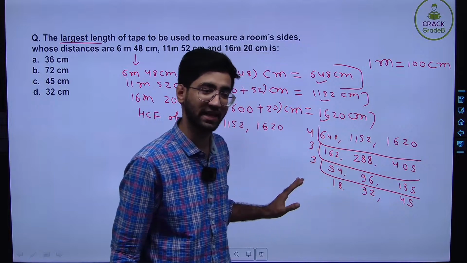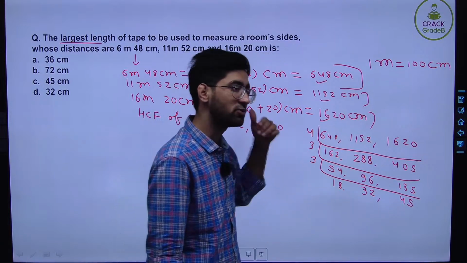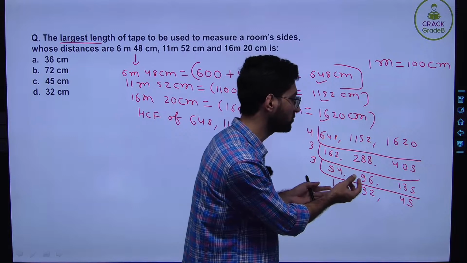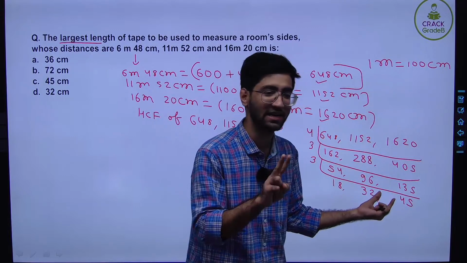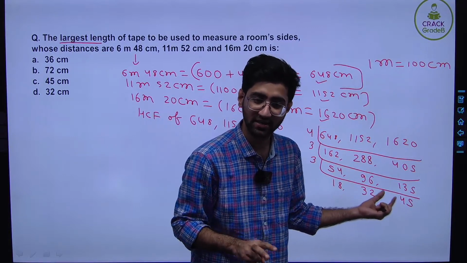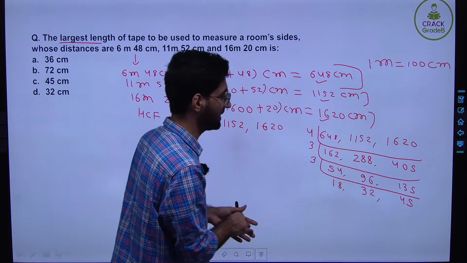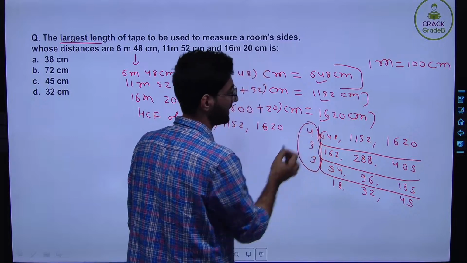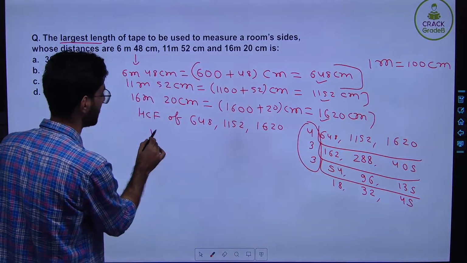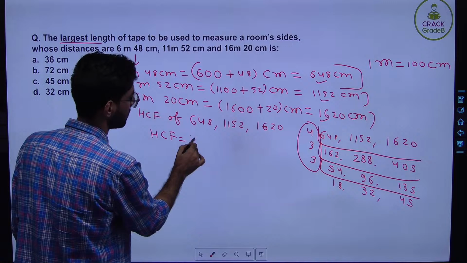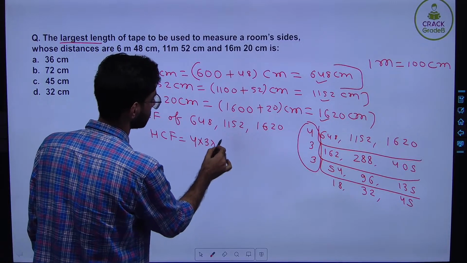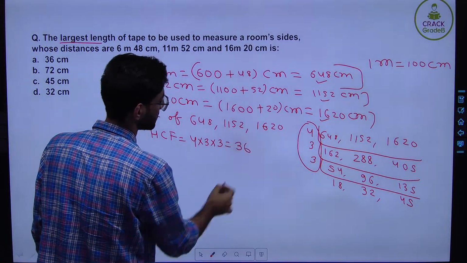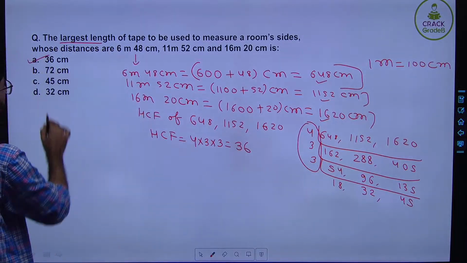See, you are finding HCF. Suppose if you are finding LCM, then you just have to find one number that can divide at least 2 numbers, right? But to find the HCF, you have to find the one number that can divide all these numbers, and you can't find any number. So what is the HCF? HCF is equal to 4 into 3 into 3, that is equal to 36. So our answer will be 36.